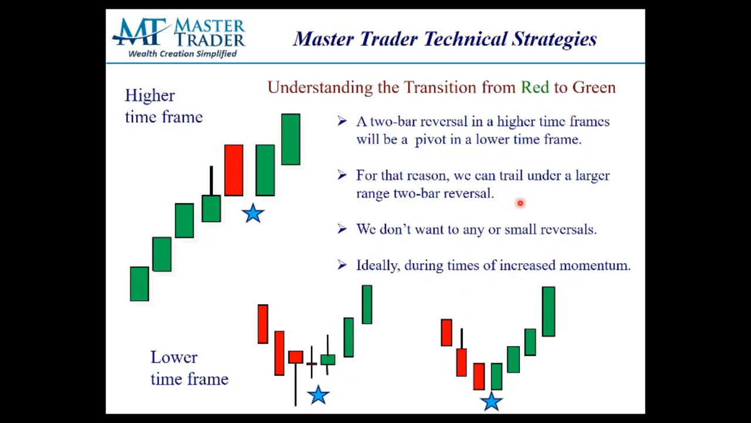For that reason we'll trail under a larger 2-bar reversal. We don't want to use any 2-bar reversal or small reversals because they can be relatively meaningless, just some noise, choppy price action. Those larger reversals tell us that there was an increase in volatility, and once that turn happens, it shouldn't go back underneath it. Because of that turn, it should continue in the direction of the turn. And ideally this happens during times of increased momentum.